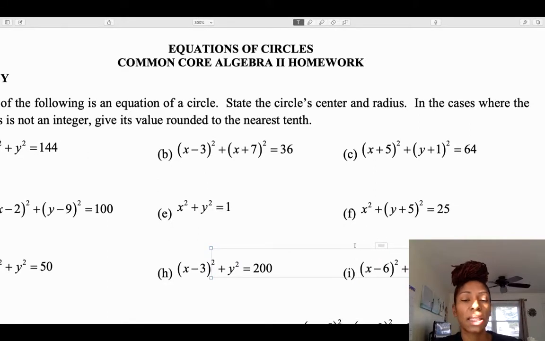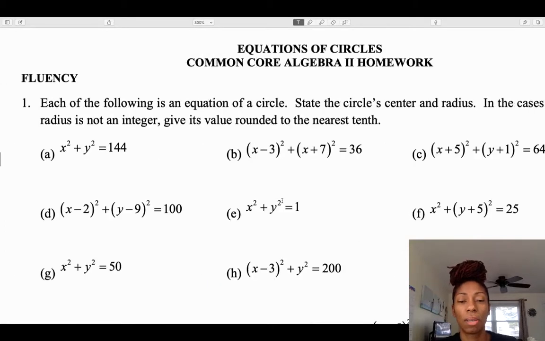In the cases where the radius is not an integer, give its value rounded to the nearest tenth. So the first example is x squared plus y squared equals 144.